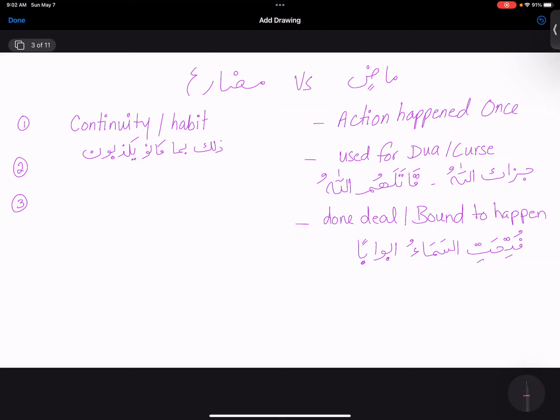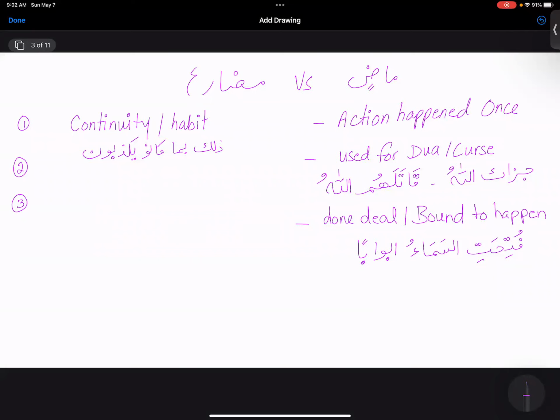What does istimrar mean? The action has continuity. And fi'l mudari' is also considered a habit. For example, in the Quran, Allah subhanahu wa ta'ala says about these munafiqeen that they used to lie. So Allah says He put a seal on their hearts, and then He gives the reasoning: zalika bima kanu yakzibun. Because they used to lie a lot. So they didn't lie only once or twice, but that was their habit.